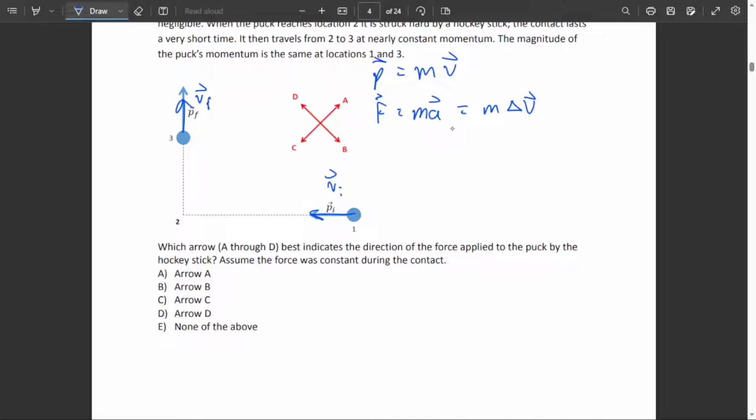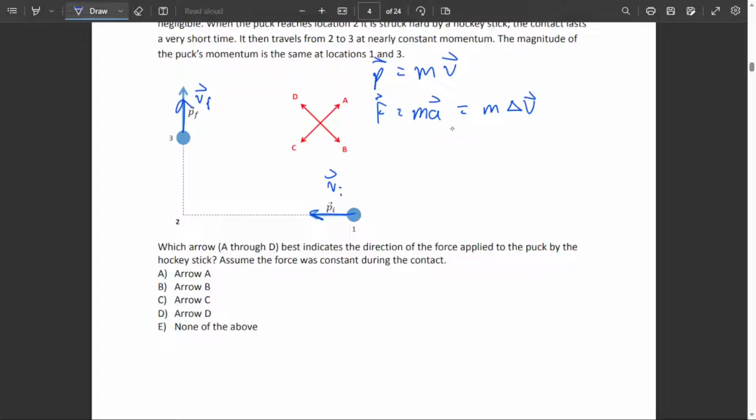You can kind of see it already. Our velocity is kind of rotating around. It's going from pointing left to pointing up. So you might be able to intuitively think, it seems like direction A makes the most sense to get that velocity turned around.